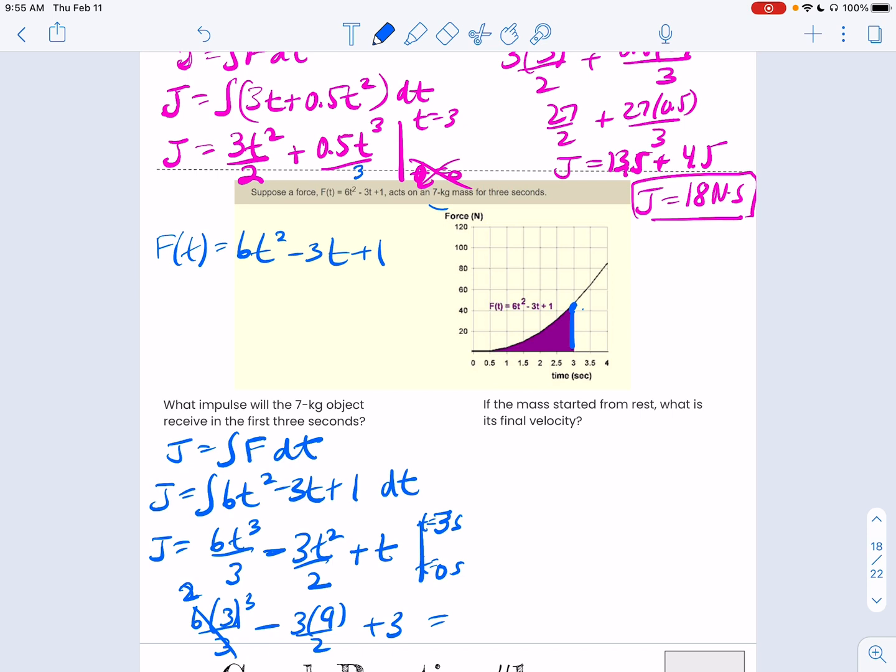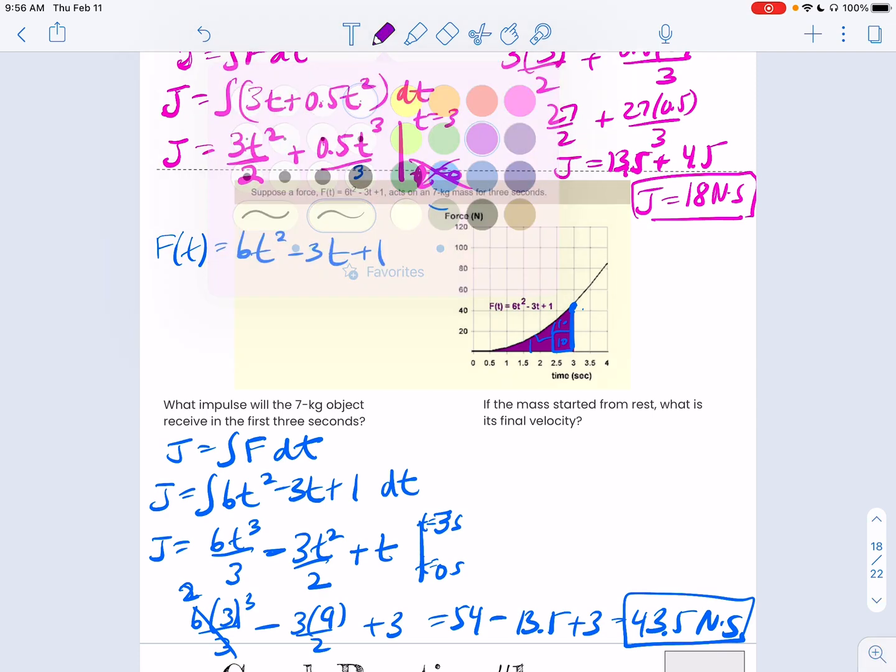Okay, here we go. 27 times 2, 54, minus 27 divided by 2, minus 13.5 plus 3. Let's see if I like that better. 43.5. I think I like that better, because each of these boxes is 10, so 10, 20, 30, 40. Yeah, I like that better. Don't miss it because of algebra, for goodness' sake.